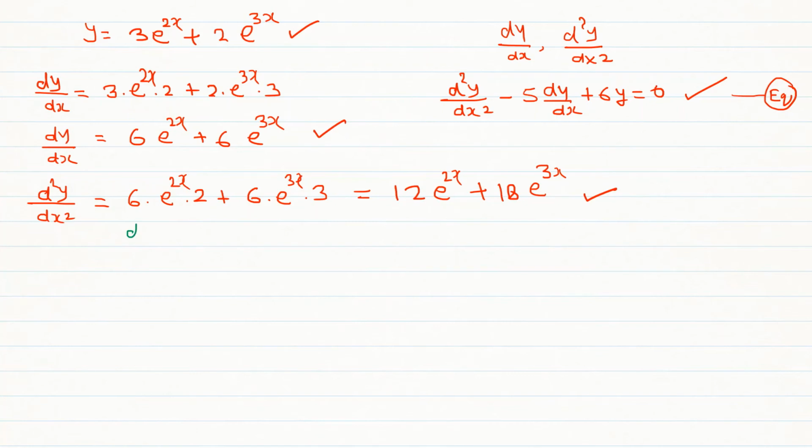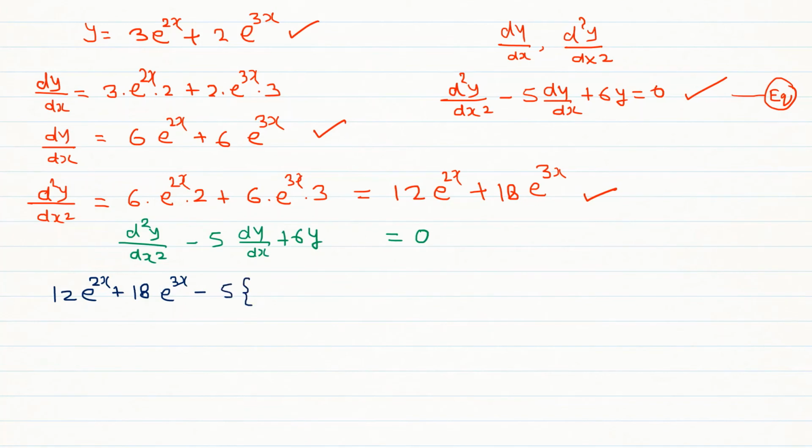So let's say the given equation was d²y/dx² minus 5 times dy/dx plus 6y. If we substitute all these things in this one, then the right side must come out as 0. So going ahead, let's put the second derivative first, which is 12 times e^(2x) plus 18 times e^(3x), minus 5 times, let's substitute the value of dy/dx, which is 6 times e^(2x) plus again 6 times e^(3x), and then plus 6 times y.